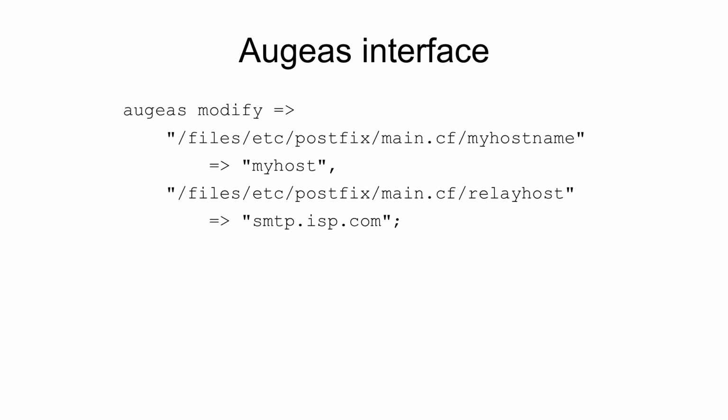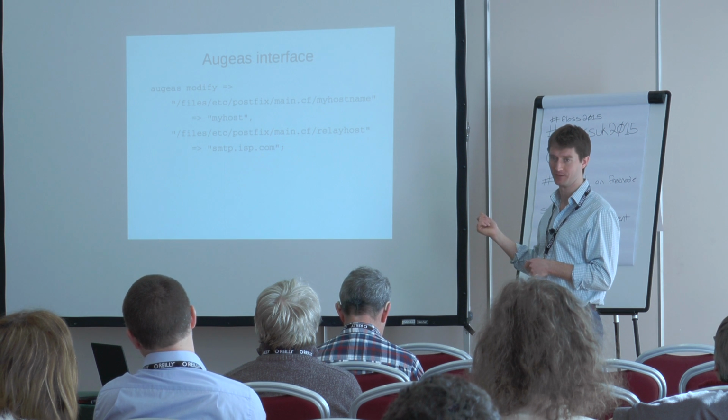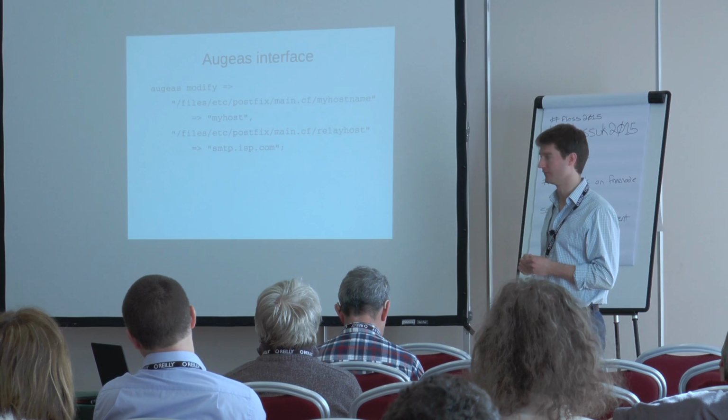So in this example here, I'm using the postfix main.cf lens, and I'm making sure that the myhostname parameter is my host, and I'm making sure that the relayhost parameter is that SMTP server there. And that will go in, find those particular configuration values in that configuration file. If they don't exist, it'll add them in. If they do exist, it'll check that they're the values stated.